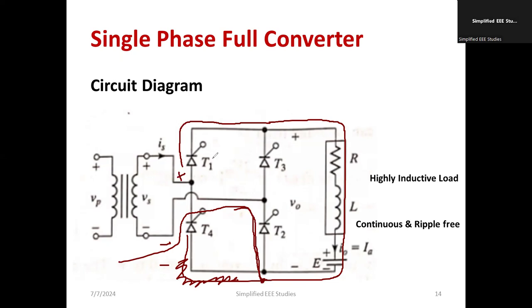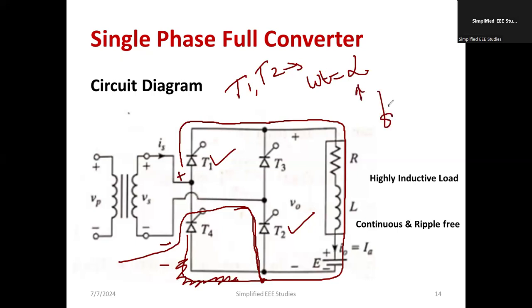T1 and T2 will be conducted at the time of the positive half cycle. T1 and T2 will conduct when omega t is equal to the firing angle alpha. That is why it is called a controlled rectifier, where alpha is known as the firing angle. Based on the firing angle, you can vary the output voltage by changing the firing angle. That is a peculiarity.